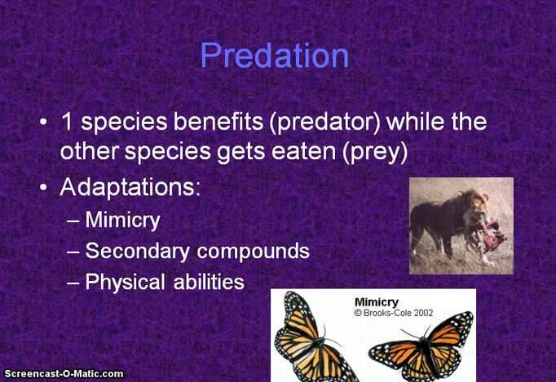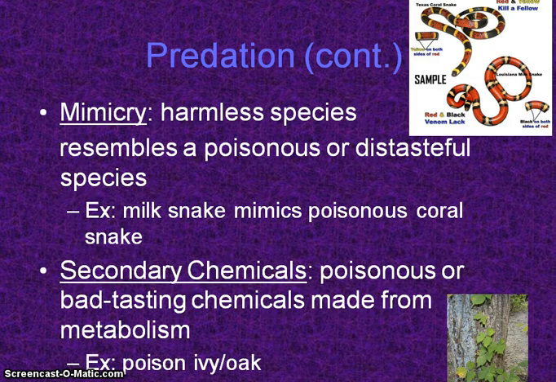Thorns, okay, those would help protect plants, so that would be a physical ability. Mimicry, we're talking about a harmless species resembling a poisonous or distasteful species. So for instance, the milk snake resembles the poisonous coral snake. So the milk snake itself is not poisonous, but because it looks like a poisonous species, predators tend to avoid it.